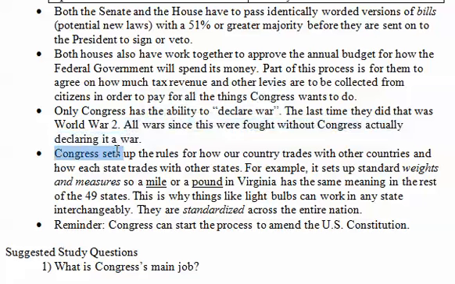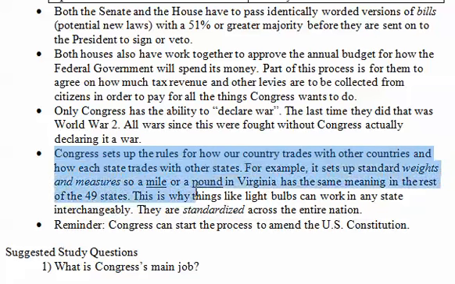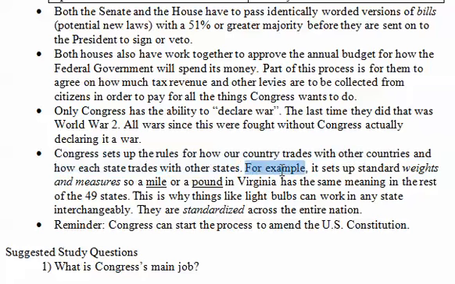Congress sets up the rules for how our country trades with other countries and how each state trades with the other states. For example, Congress sets up standard weights and measures so that a mile or a pound in Virginia has the same meaning as in the rest of the other 49 states, which we all kind of take for granted, but no, it's Congress that makes that happen.